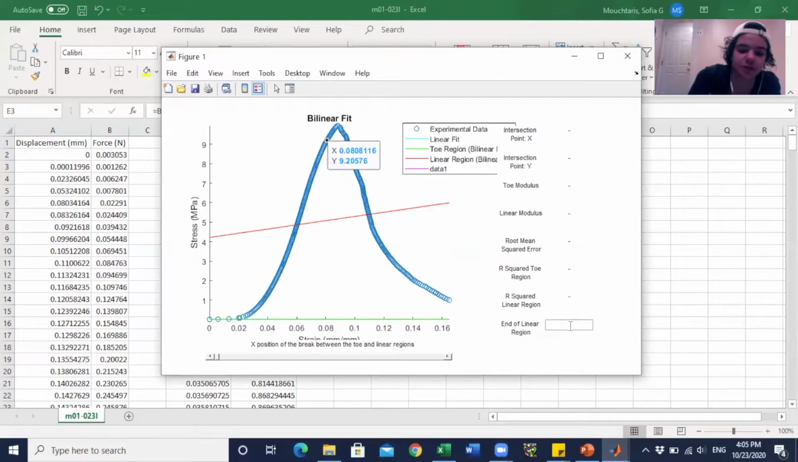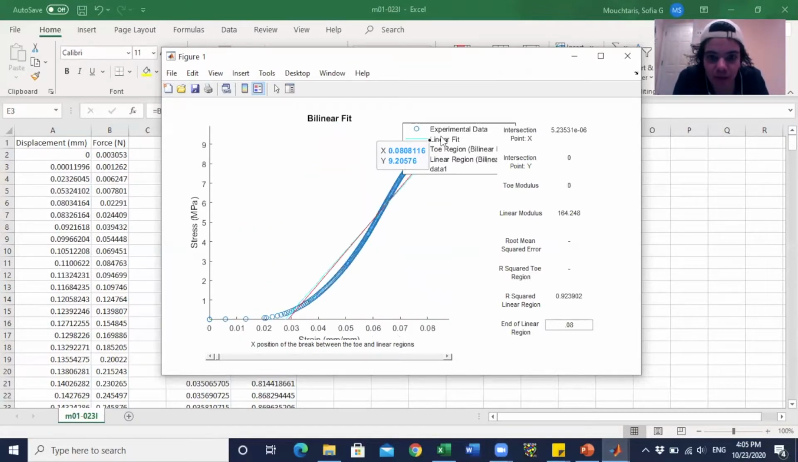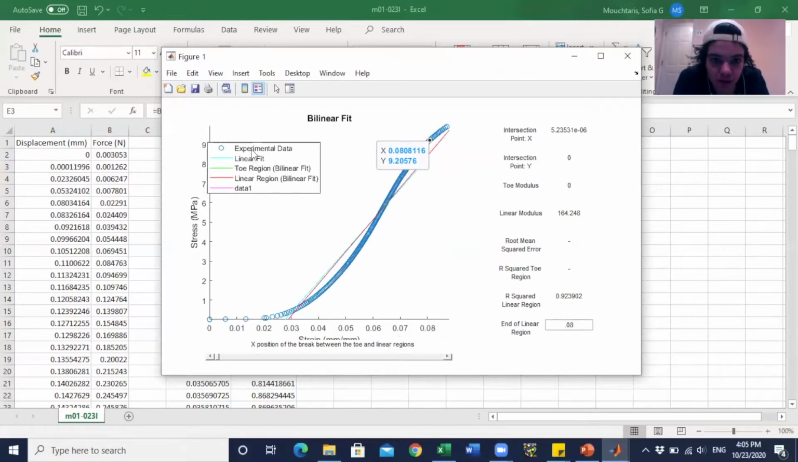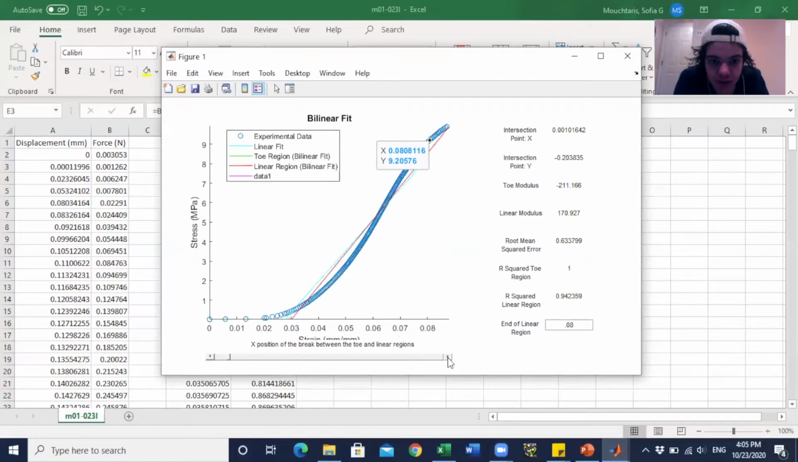So that's 0.08, so we'll just put that in here. And we're just going to zoom in on this area. So now we're going to adjust this. And what this does is you can see this red line, as I move the slider to the right, gets closer to approximating what the blue data points actually show. And you can see our root mean squared error changing. So we're going up now. We want it to be as small as possible. Right, so somewhere around here.